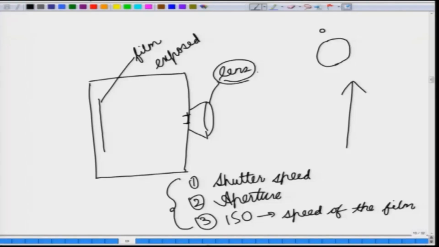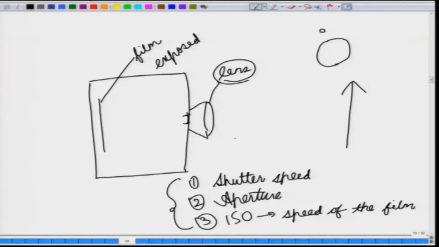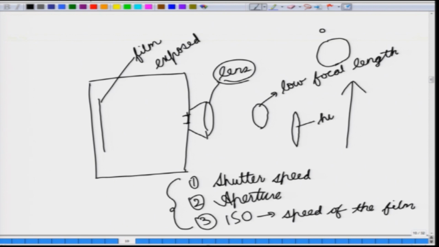Now, in the case of the lens, the aim of having this lens is to focus the light that is coming from the object onto the film. Now, in most cases these are convex lenses. So, you can have a lens that is stouter, with a low focal length, or you can have a lens that is thinner, in which case we say that this lens has a high focal length.